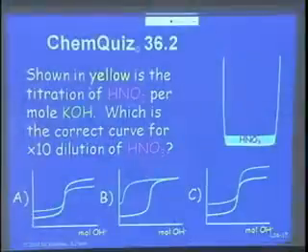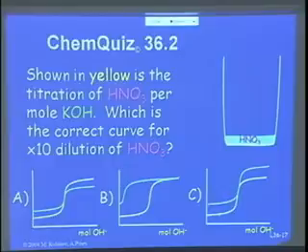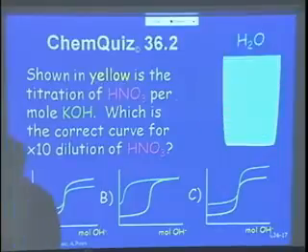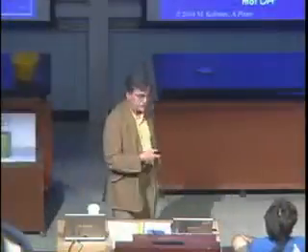Now, we have in yellow here the titration of nitric acid, and I tell you nitric acid is a strong acid. HNO3 is a strong acid. And I titrate this with a strong base, which you did in the lab. So this is the yellow line here. This is the same. And now I dilute this whole solution by a factor of 10. I put 10 times more water in there, okay?